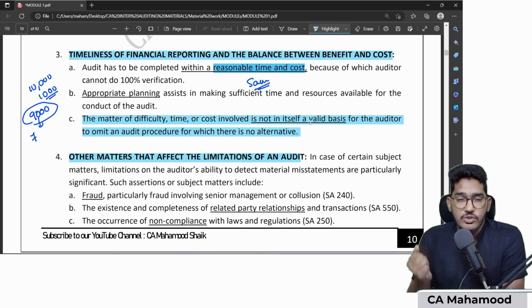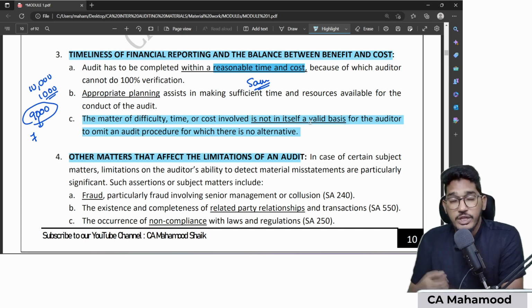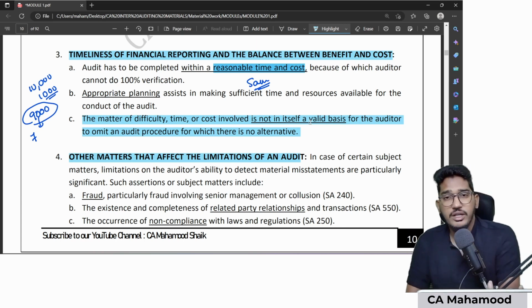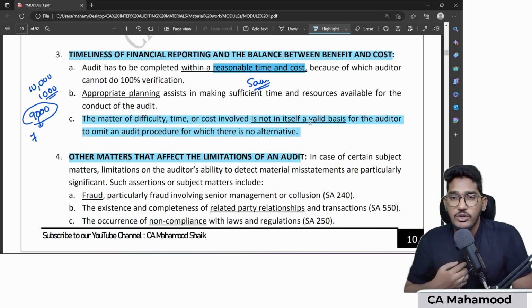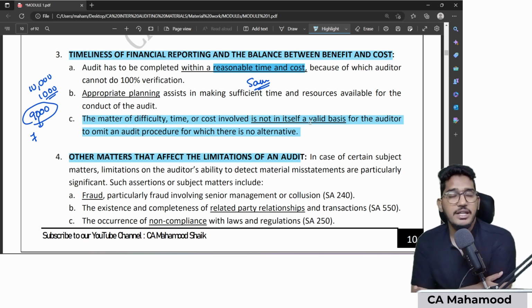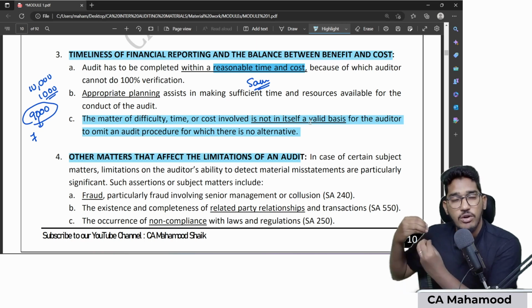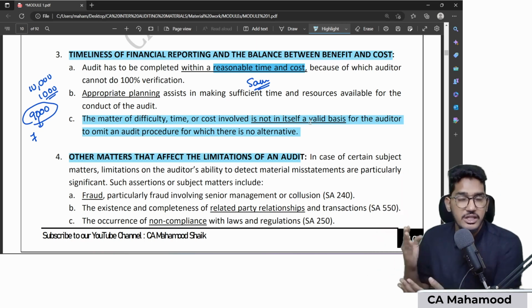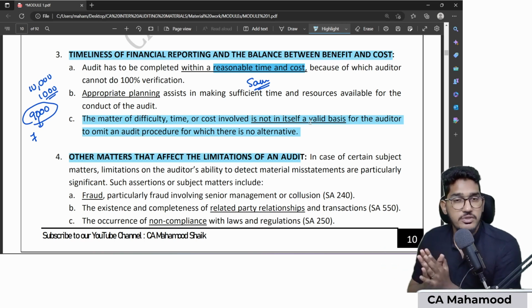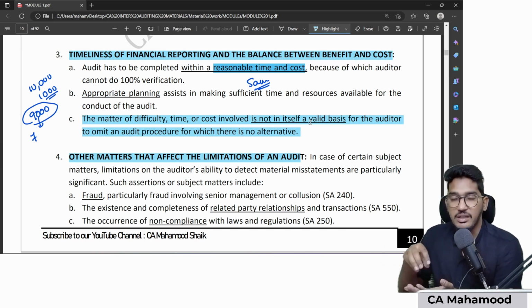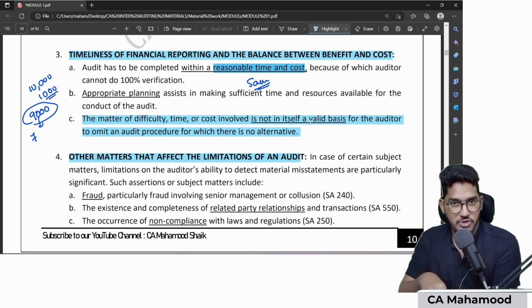And when someone is asking you, boss, why you did not perform the audit procedure, can the auditor escape by saying, I did not have enough time, I did not have enough cost, so that's why I altogether omitted the audit procedure? Can the auditor use time and cost as a reason for altogether omitting audit procedures? No. See, time and cost constraint will save you only from not obtaining absolute assurance. Time and cost constraint will not save you from not even obtaining reasonable assurance.